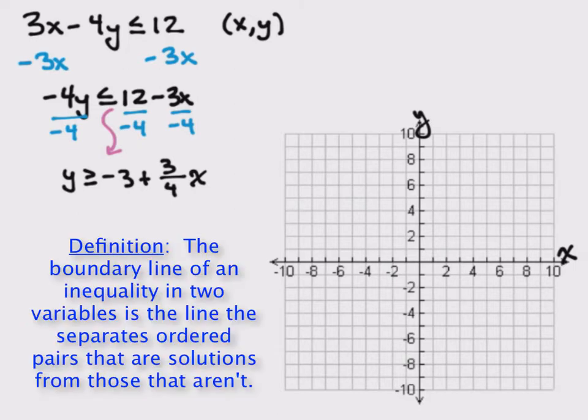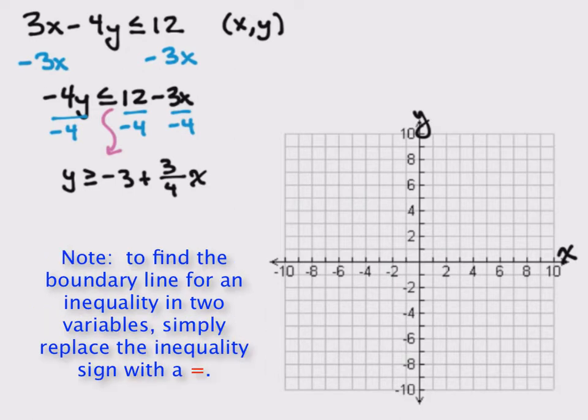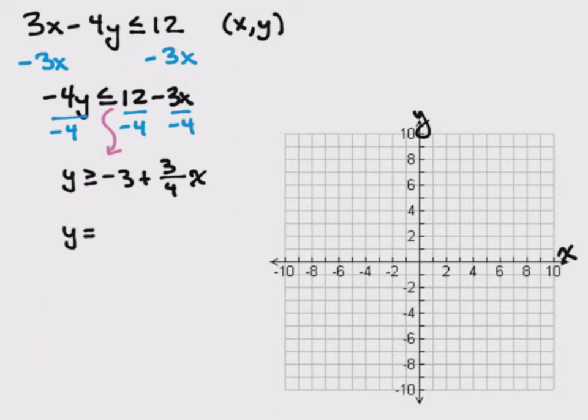And the boundary line of an inequality in two variables is the line that separates ordered pairs that are solutions from those that aren't. And to find a boundary line for an inequality in two variables, all we have to do is simply replace the inequality sign with an equal sign. So the boundary line in this case will be y equals negative 3 plus 3/4 x. And I'm wholly confident in your ability to graph that, so why don't you graph that right now?